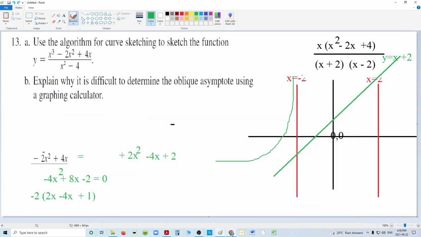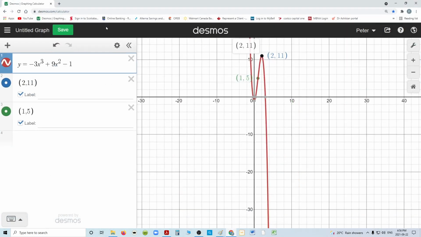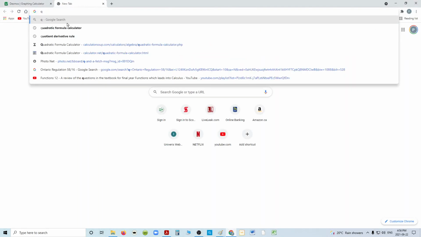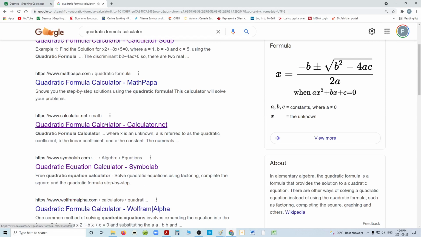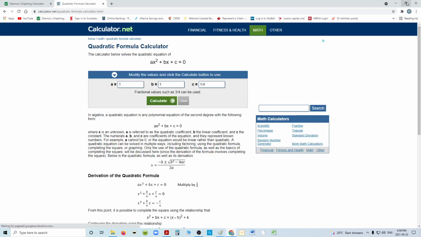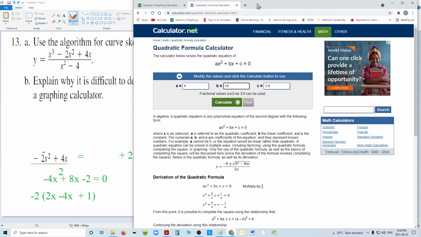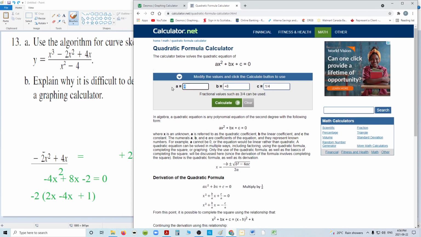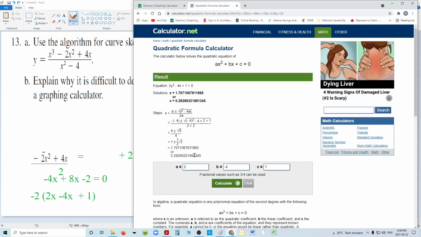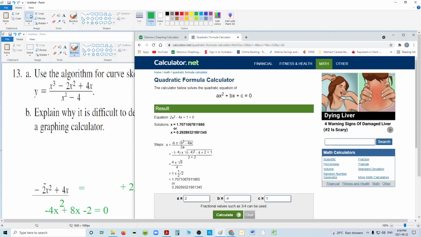So I'm going to take 2x squared minus 4x plus 1, and I'm going to use a quadratic function calculator. And I happen to like this one. And I'm going to take those numbers, 4 plus 8 minus 1. Oh, no, those aren't the numbers. It's 2, minus 4, and 1. I hit calculate. And I'm going to discover it's going to cross the asymptote at these points.